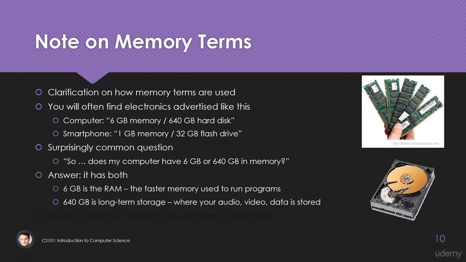The answer is that it has both, actually. 6 GB is the RAM, the faster memory that's used to run programs. This is again the temporary memory that you lose when you restart a computer. 640 GB is the long-term storage. So when you save files, when you save your audio or video or photos or recordings, the data is stored in long-term storage. Now it's stored there but loaded into RAM for your processor to process at a faster speed. So the answer really is, it has both types of memory in it. Typically when people talk about memory, it refers to the faster RAM, and people talk about storage when they're referring to disk, but your computer really has both.